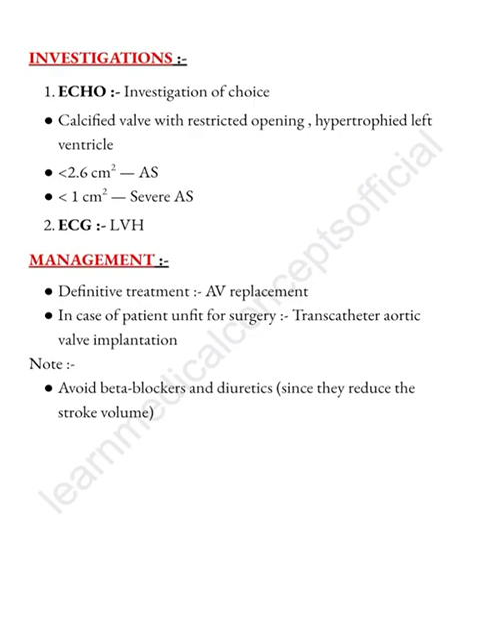Coming to the management, the definitive treatment is aortic valve replacement. But in patients who are unfit for surgery, we will do transcatheter aortic valve implantation. But here we have to know that we have to avoid beta blockers and diuretics since they reduce the stroke volume. If the stroke volume is reduced, as we know, it leads to fatigue and syncope and also decreased coronary flow, which again leads to ischemia and angina. So we should avoid beta blockers and diuretics.